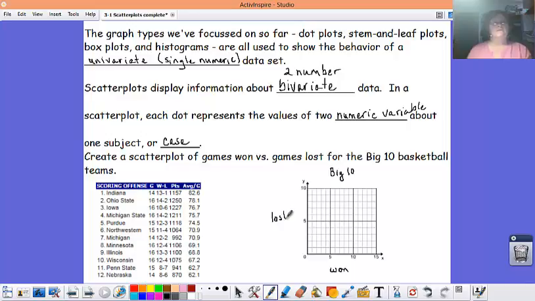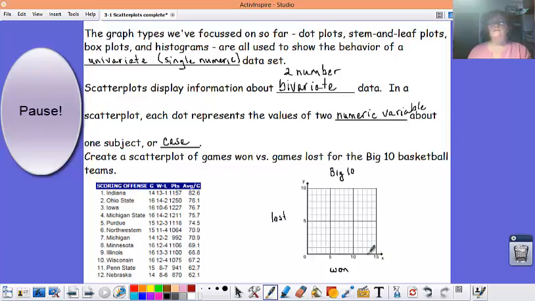And our first school, Indiana, at this time last year was 13-1. So over 13 up 1. That point represents the Indiana basketball team. Ohio State at 14-2 was close behind. And I'm going to go ahead and finish my plot. I'll catch up with you in just a few minutes.